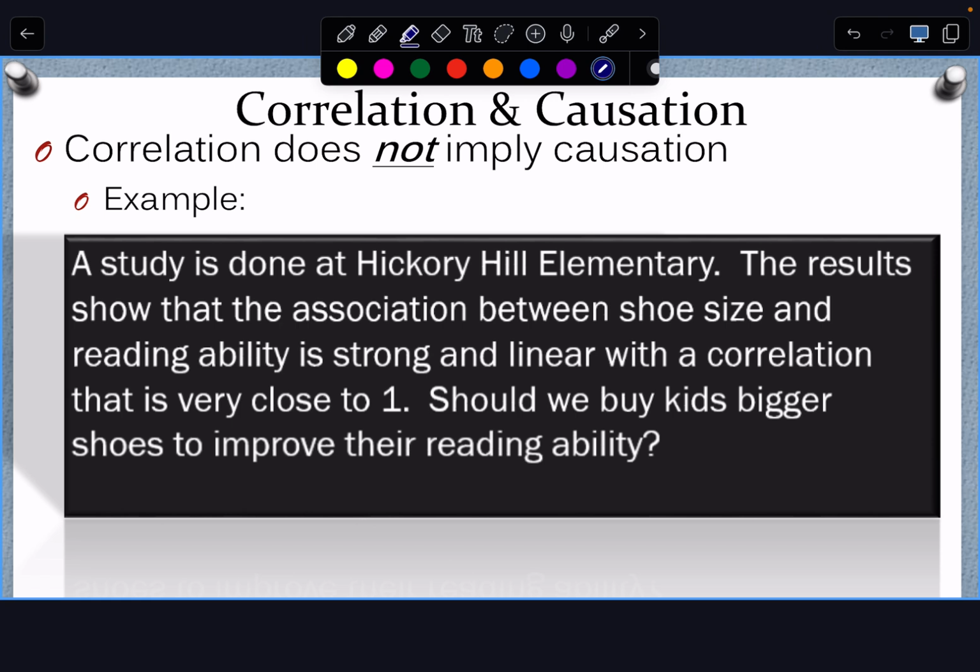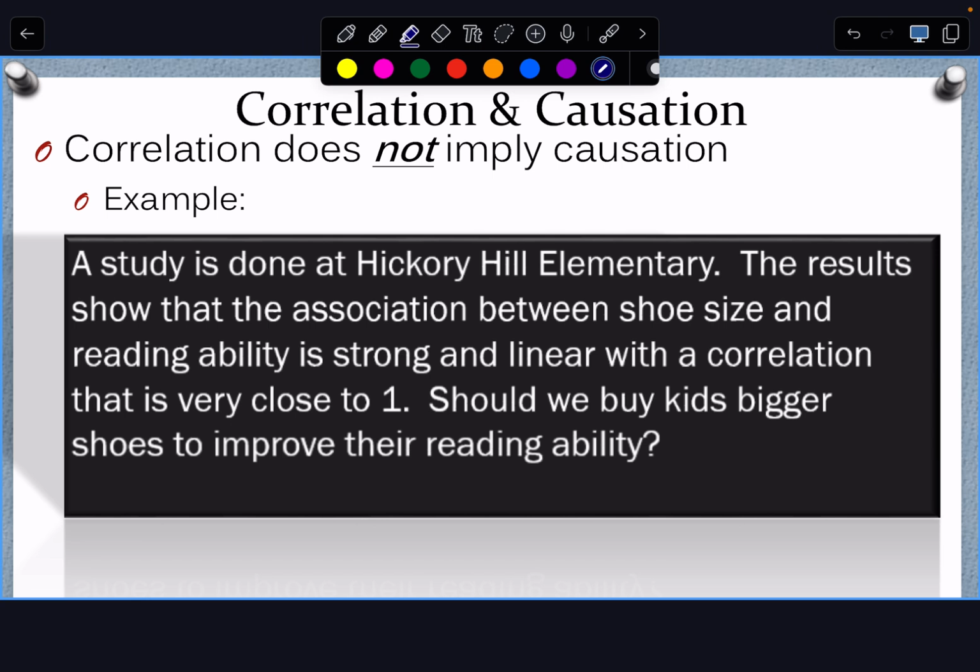So if correlation and causation were the same thing, shouldn't we just buy kids larger shoes and they can read better? So if we're thinking about that, would that make any sense? No. What's most likely happening here? Yeah, if their shoe size is increasing, it means they're probably also growing and getting bigger. And when they're getting bigger, they're also getting older. And as they're getting older, they have more education, right? They've gone through more grade levels.